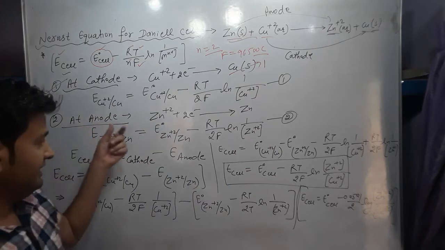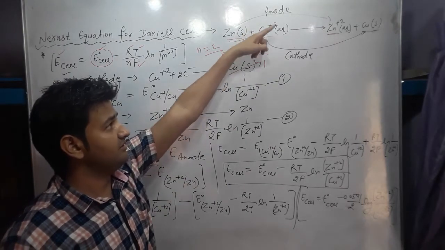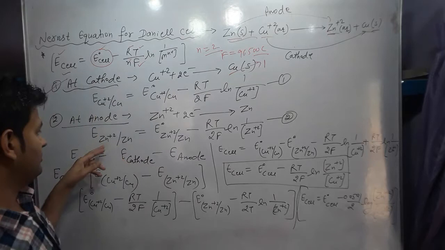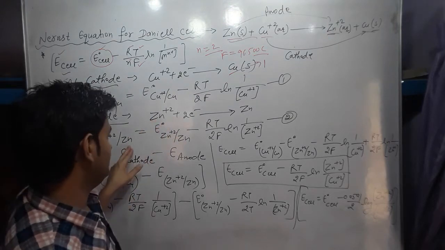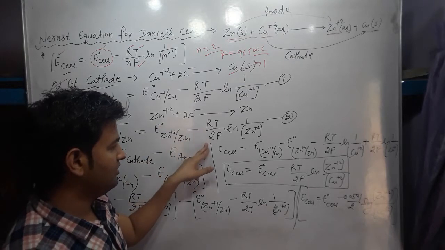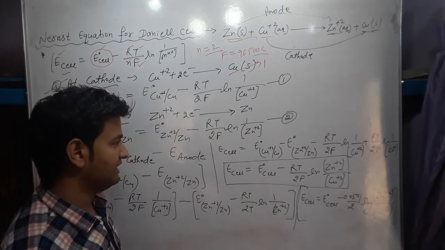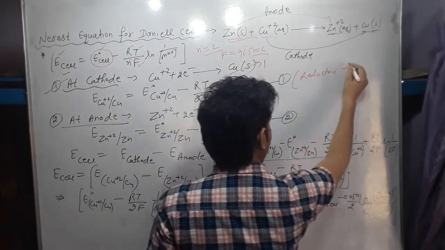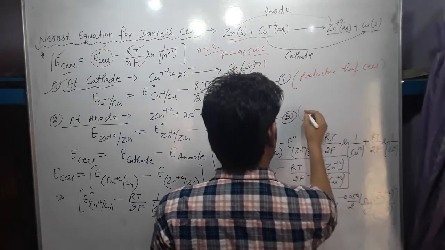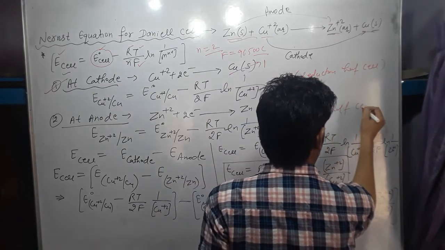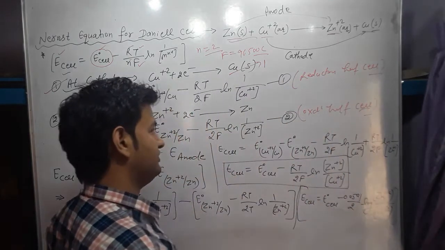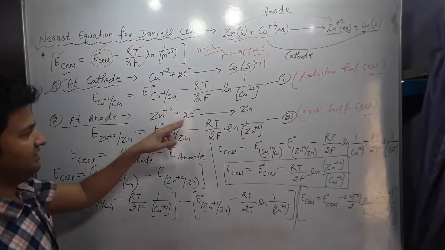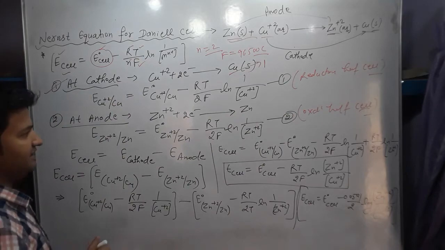At the anode we take the reduction potential, but at the anode oxidation occurs, so we write this equation in the form of reduction. So here the EMF of Zn2+ to zinc gives E naught of this minus RT over 2F ln of this. We can write both. This is our reduction half cell and this is our oxidation half cell, meaning the electrode at which reduction occurs and the electrode at which oxidation occurs. But we convert this oxidation half cell into reduction by reversing the reaction. So we can write these two equations.